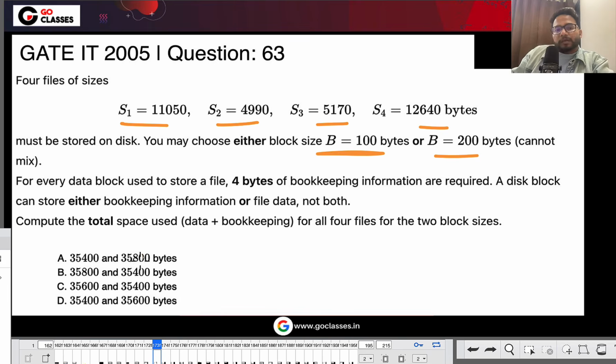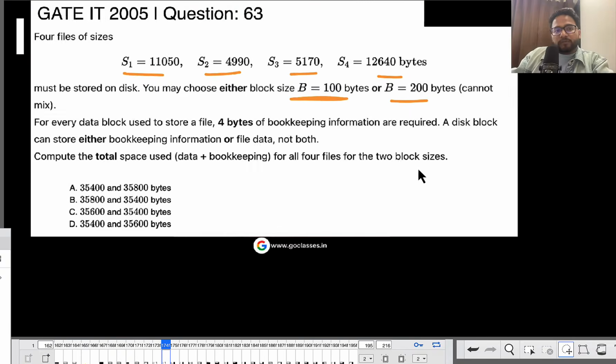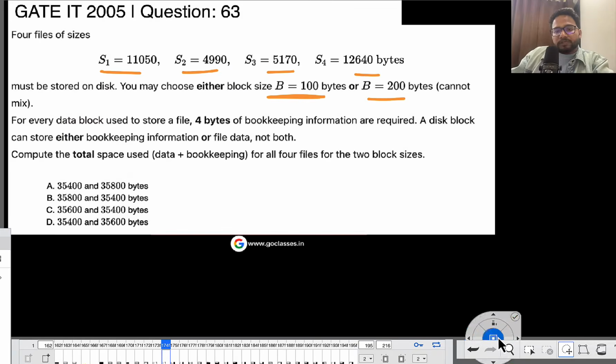So they're asking for the total space used. Let me give you a quick glimpse of what they're asking, then we will solve this question. They are saying that you want to calculate the total space used by, let's suppose, this file.